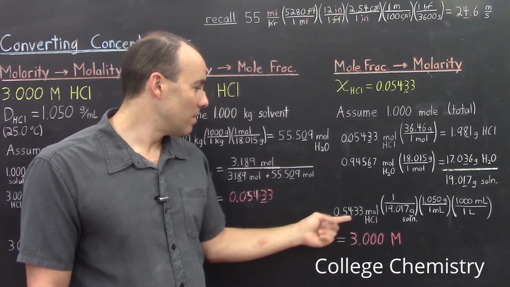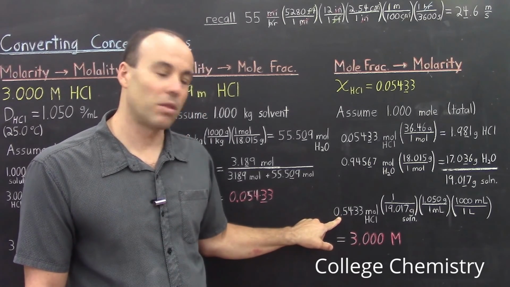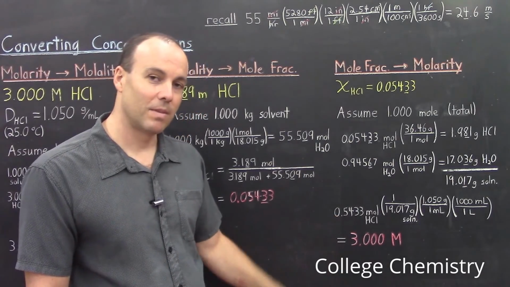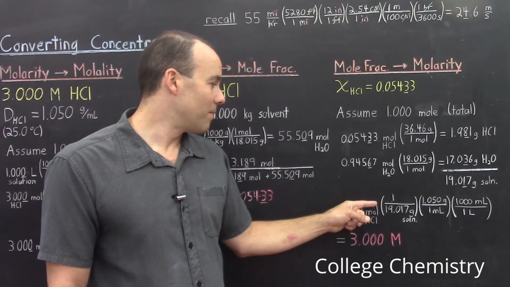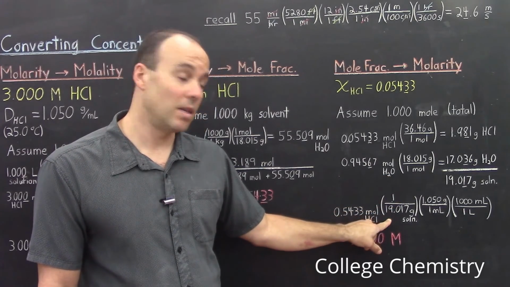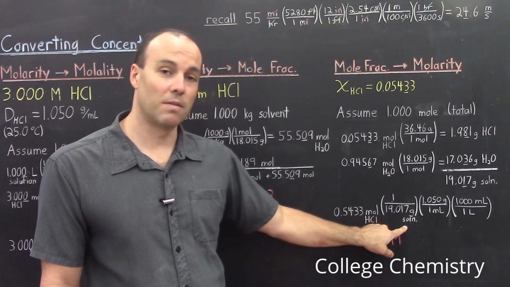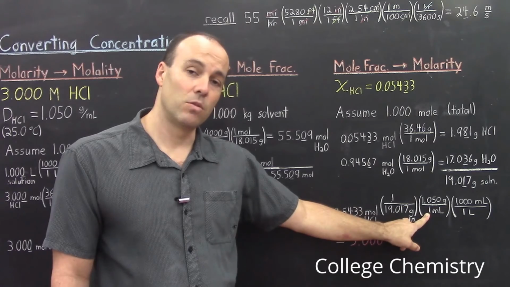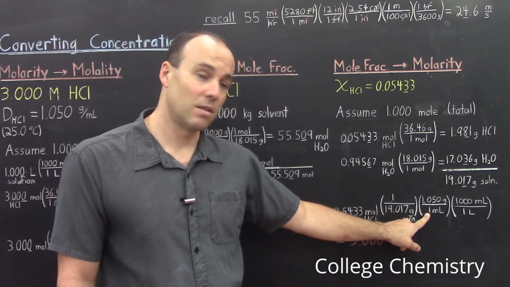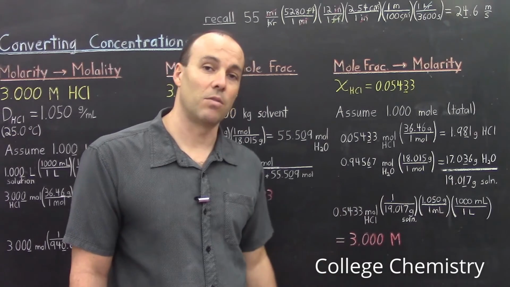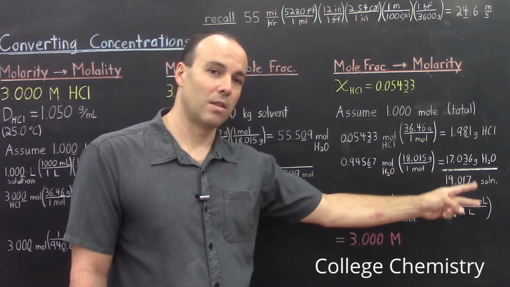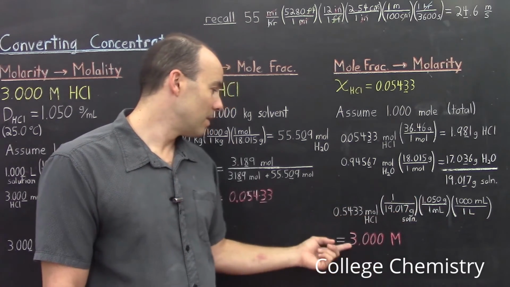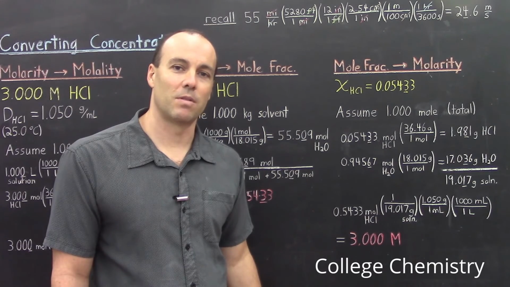We take our 0.05433 moles of HCl, that's a typo right here, that should be 0.0, and we convert that by multiplying by 1 over 19.017 grams of solution, and we change that to milliliters of solution using the density, and then finally milliliters to liters. So if you do this calculation, you end up with moles of HCl per liter of solution, and you get 3.000 molarity.